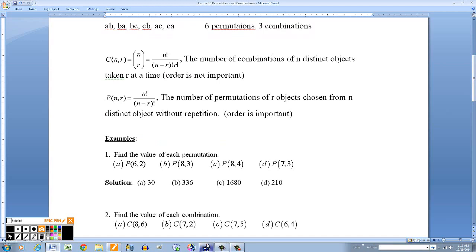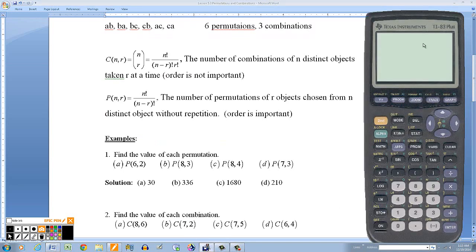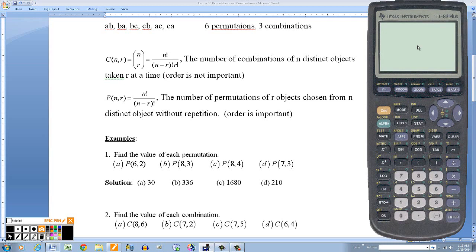So you could use the formula that I just went over, or if you have a graphing calculator, in this case I'm using a TI-83 Plus, enter the 6, and then go to your math menu, go over to the last item there, probability, and the second one, nPr, that's your formula for permutations. Hit 2, and then enter the second value, which is a 2. So in this case the n is 6 and the r is 2, hit enter, and the number of permutations of 6 things taken 2 at a time is 30.